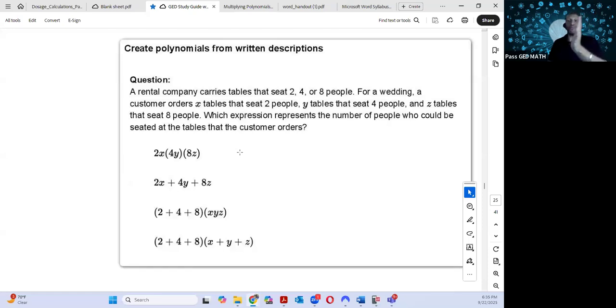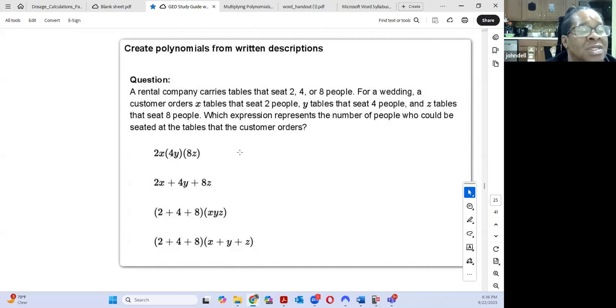What does it say? Creating polynomials from written descriptions. This question says, a rental company carries tables that seat 2, 4, or 8 people. For a wedding, a customer orders x tables to seat 2 people, y tables that seat 4 people, and z tables that seat 8 people. Which expression represents the number of people who could be seated at the tables that the customer orders?